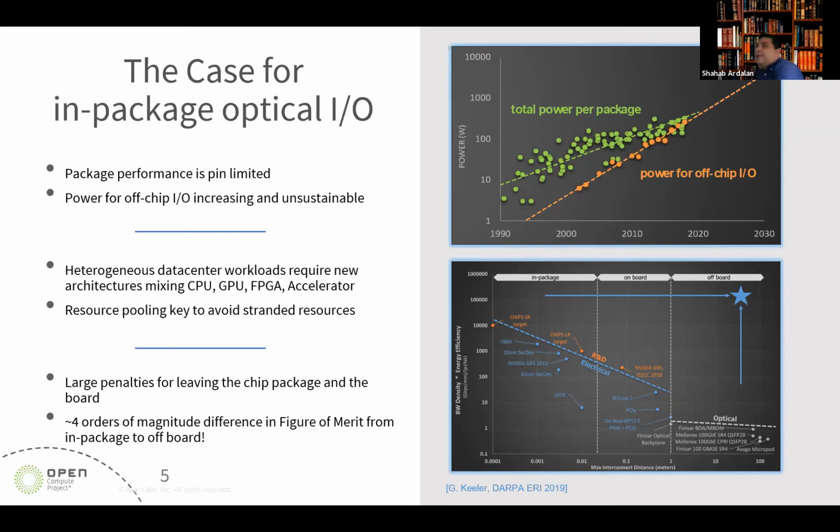If we look at the comparison between in-package and off-board, we see a huge penalty that we have to pay if we want to make the communication out of the board or even on board, compared to communication in-package. That brings another motivation for co-package optics or in-package optic communication. We see some four orders of magnitude in this slide in terms of the figure of merit when we go from in-package to off-package, basically off-board.